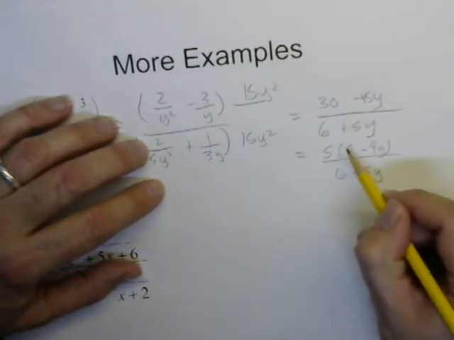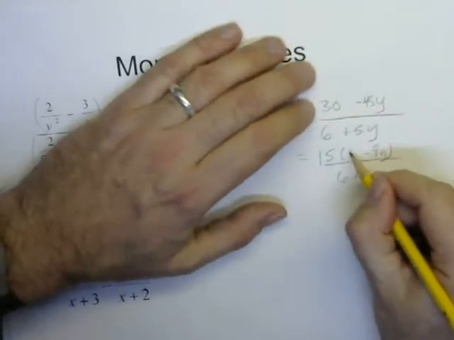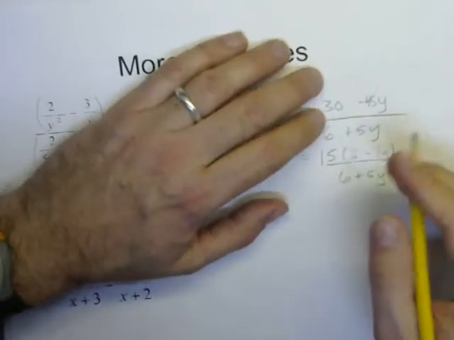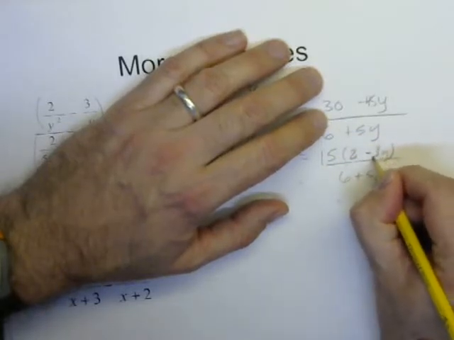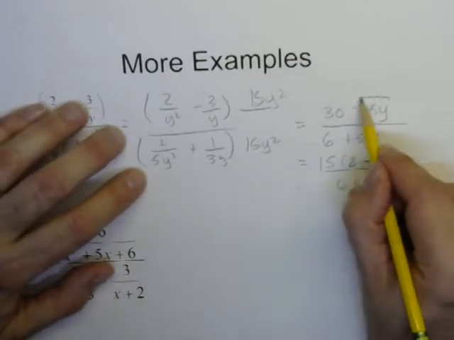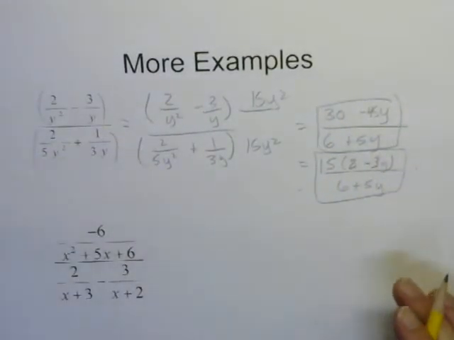Oh, I guess you could pull out another 3, so that'll give you 15. So you get 3 minus, or sorry, 2 minus 3y. You still can't reduce anything though, so again, that would be your final answer. Again, if you want to write it in factor form, you could write it like that. And again, you could get the same answer using method 1.